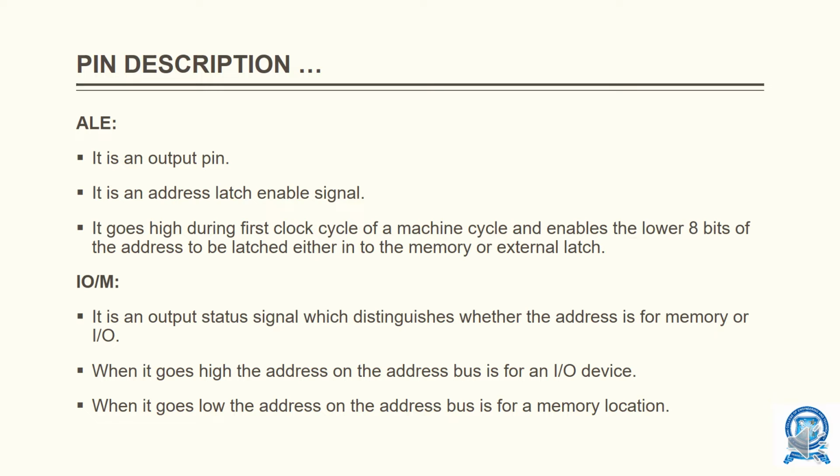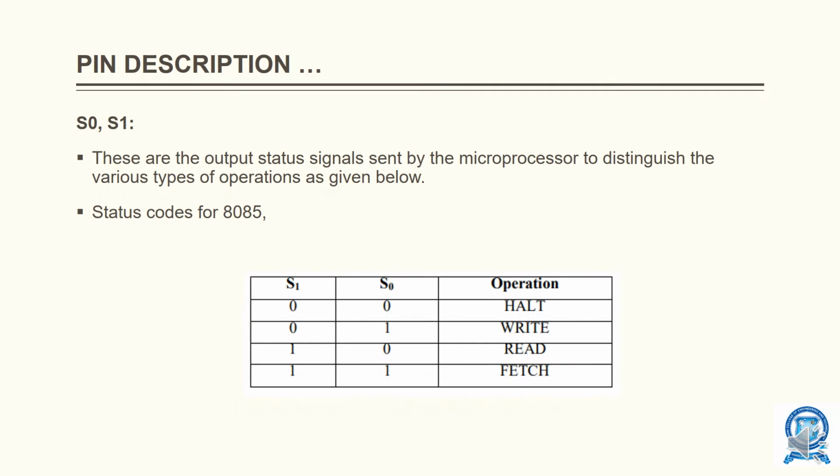Next one is IO/M. It is the output signal which distinguishes whether the address is for memory or IO device. When it goes high, the address on the address bus is for an IO device. When it goes low, the address on this address bus is for the memory location.